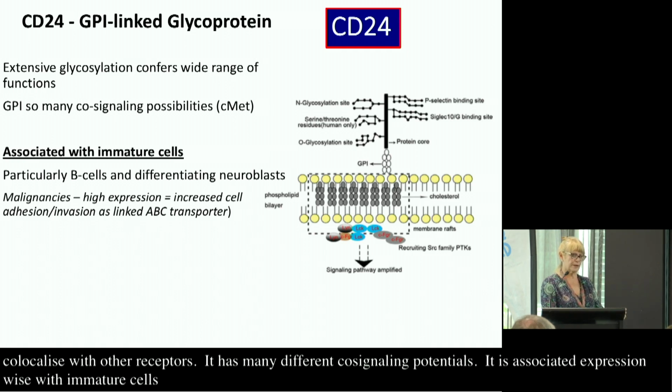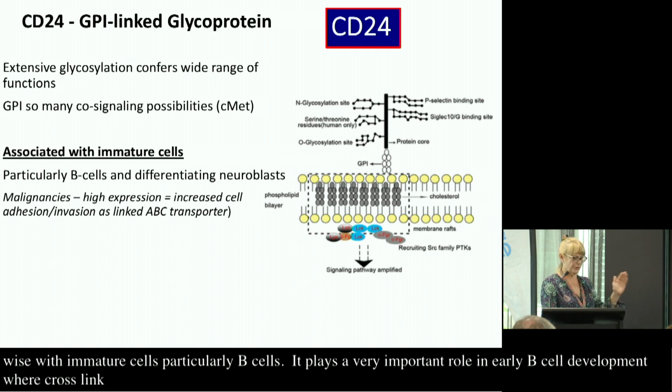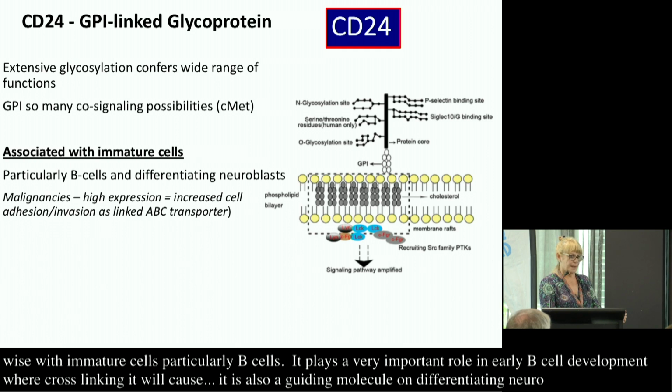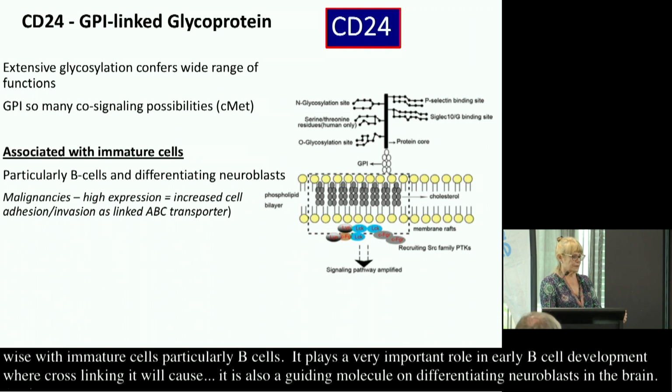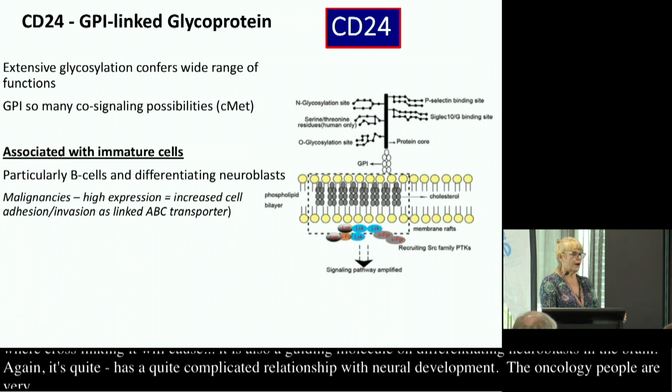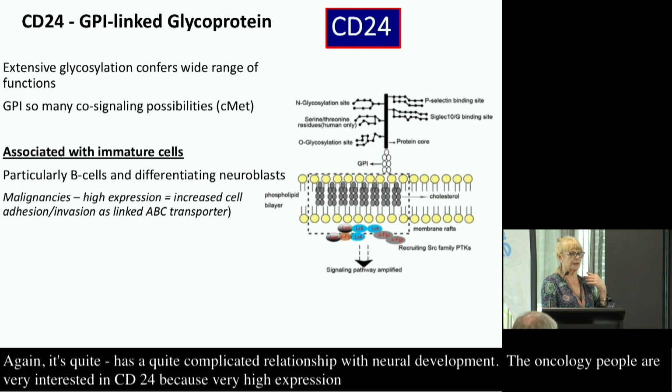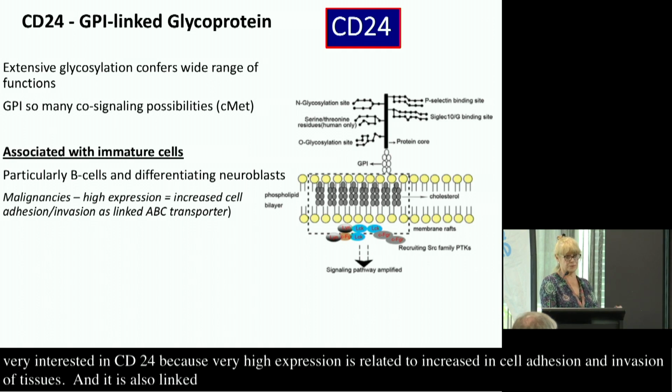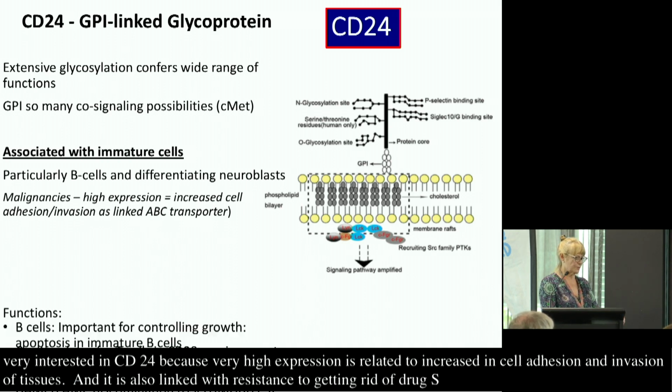It plays a very important role in early B cell development, where cross-linking it will actually cause apoptosis, but that's in the pro-B cell stage. It's also a sort of guiding molecule on differentiating neuroblasts in the brain, again with a quite complicated relationship with neural development. The oncology people are very interested in CD24 because very high expression is related to increased cell adhesion and invasion of tissues. It's also linked with resistance to drugs, through the ABC transporter.